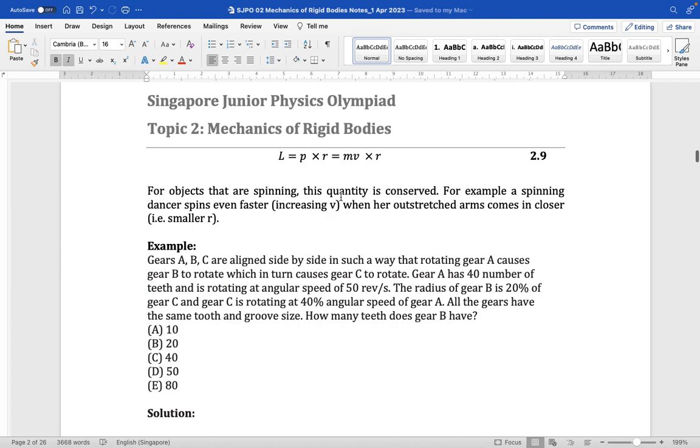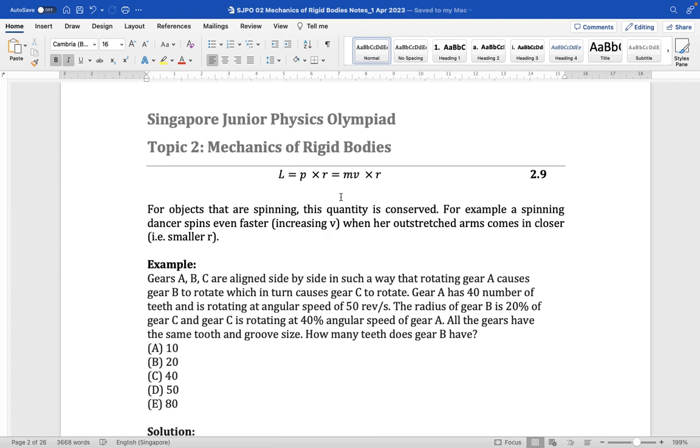It is a concept that in spinning objects, angular momentum is conserved. So for example, if you have seen television where a ballet dancer is spinning, when her outstretched arms come closer to her body, the angular momentum must be conserved. Because her outstretched arms have come closer inwards, r, the radius, has decreased. If r decreases, the linear velocity v must increase, and that is why you see her spinning faster and faster.